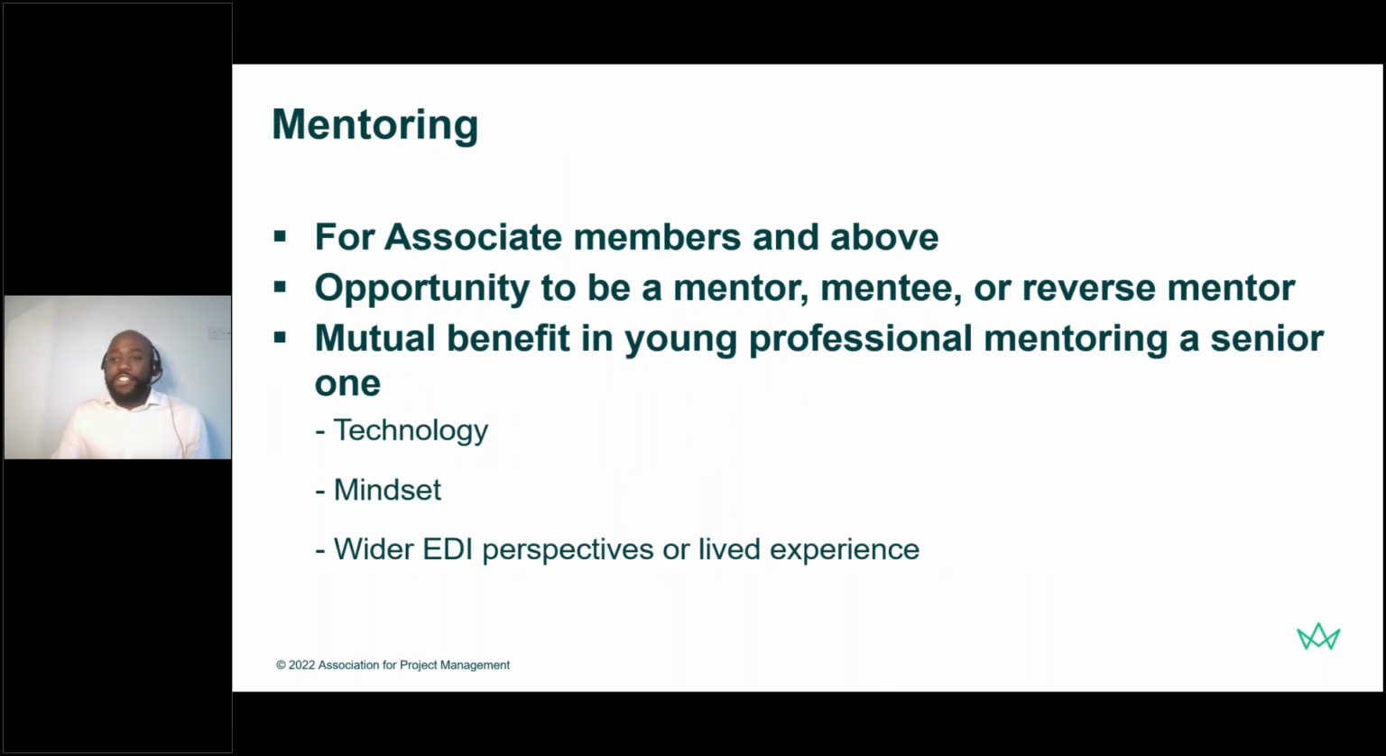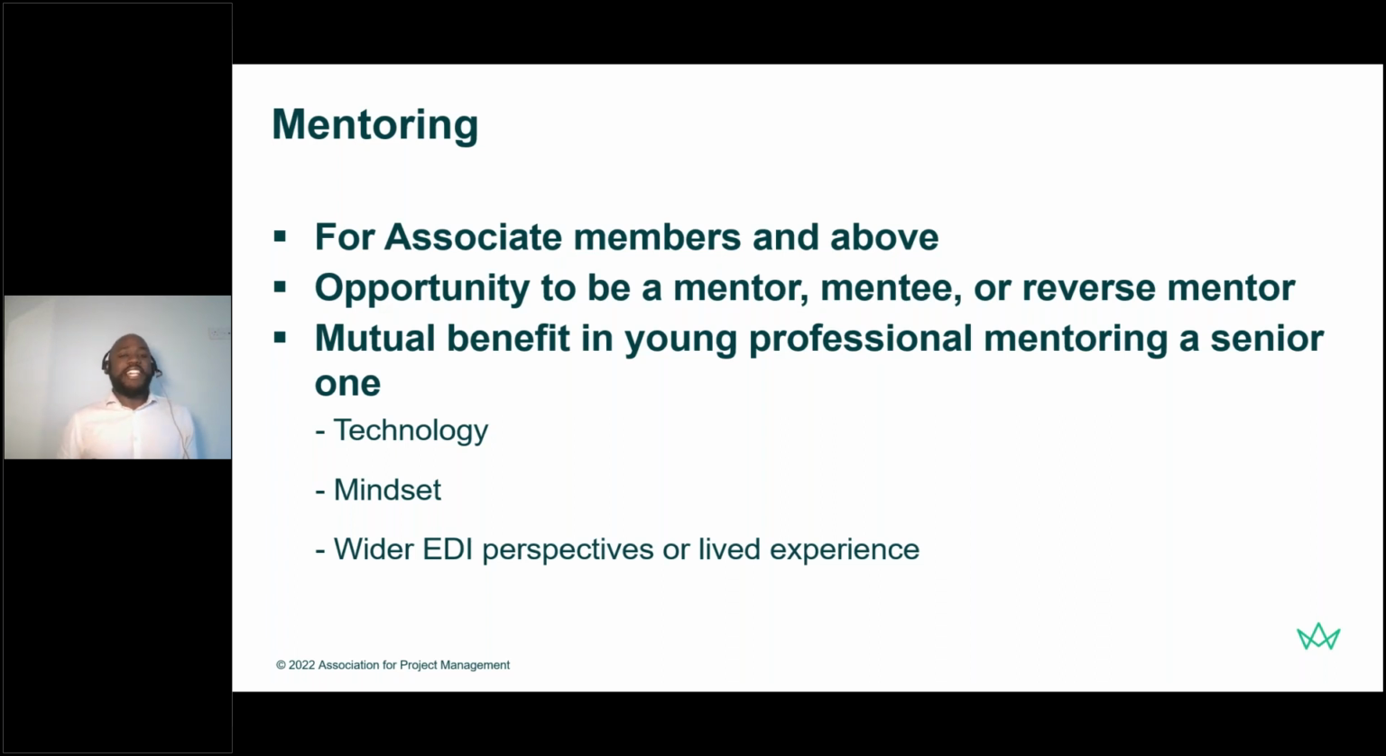And APM mentoring. This is one benefit that is not available to our free student members, but it is available to our associate members. There was a question we couldn't get to asking about mentoring, someone not being a UK resident, someone being an international student. We completely get it, we understand.